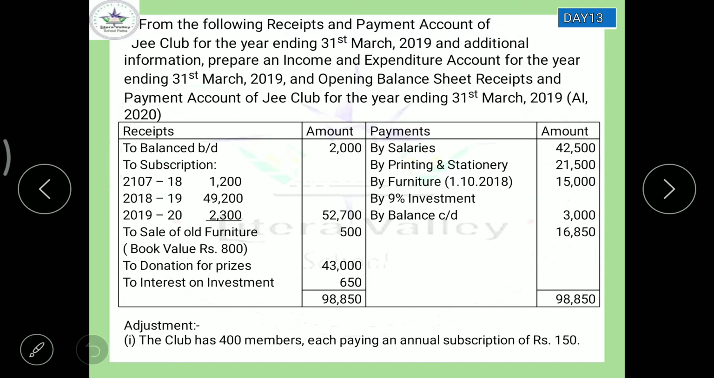two things I have added here: to prepare opening balance sheet and closing balance sheet as well. And it is a current year question. So you can see the receipt and payment account is given here. Opening balance 2000, subscriptions for 2017-18, 1200 rupees.